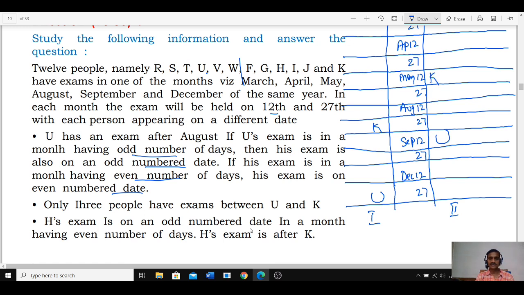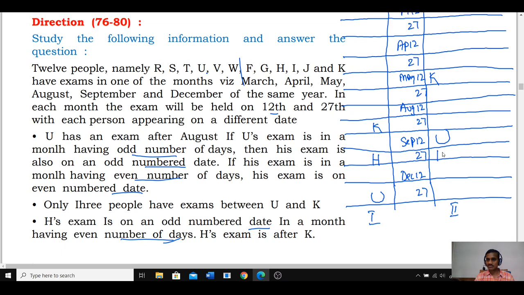And H's exam is an odd number date in a month having even number days. H's exam is after K. Odd number date in even number of days. Even number of days, September, December are here. But odd number day means H must be on 27th, isn't it? Now here odd number date. Now in the even number of months, hence H must be here.